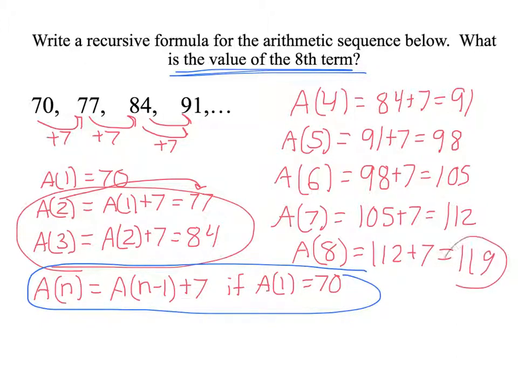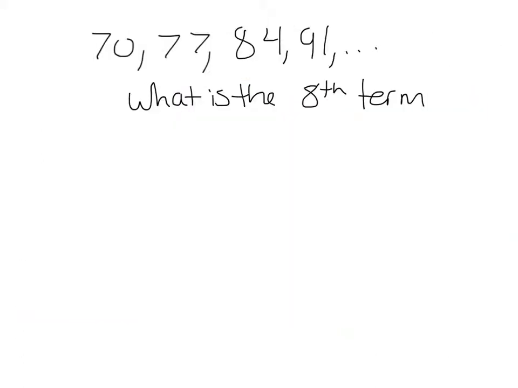Alright, that was an awful lot of work just to find the 8th term. So that's one of the drawbacks of a recursive formula: you have to know the number before it to find the next one. What if they wanted you to find the 100th term? Okay, I rewrote this out. There's a different formula called an explicit formula. I'm going to show you on the next one, but it kind of gets confusing.